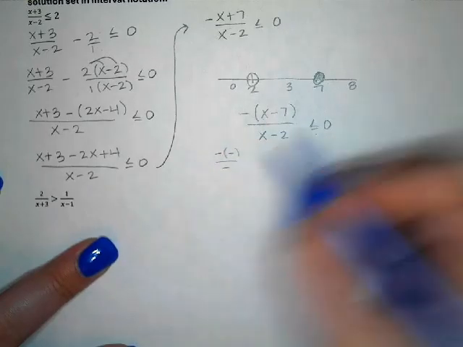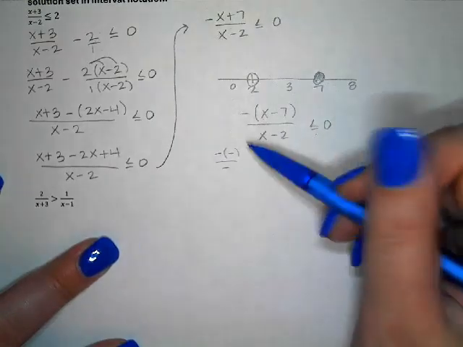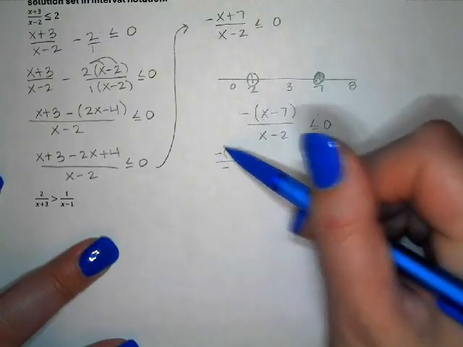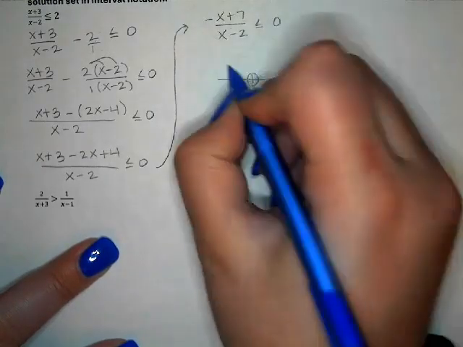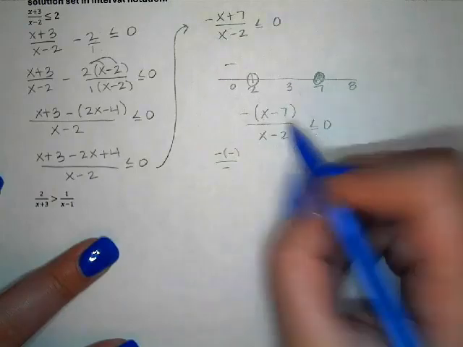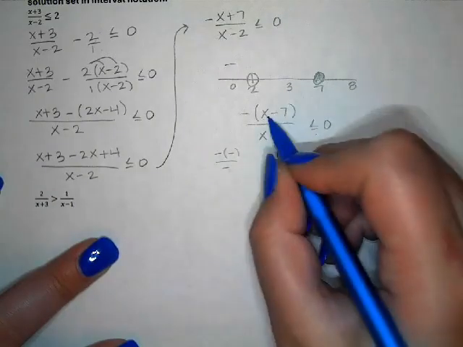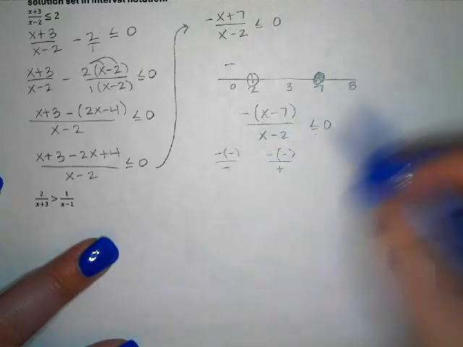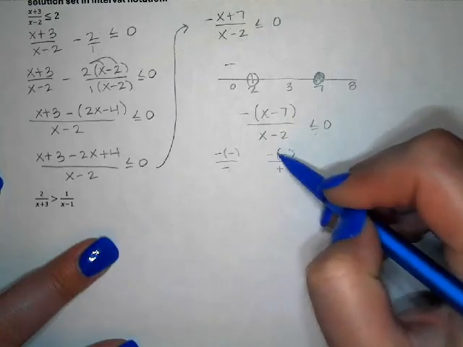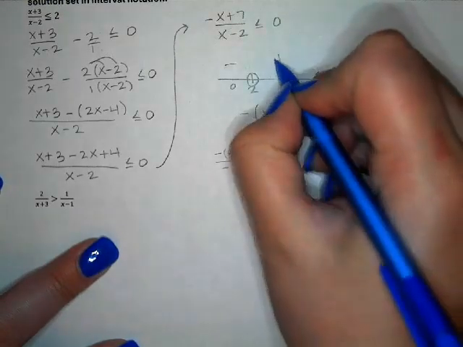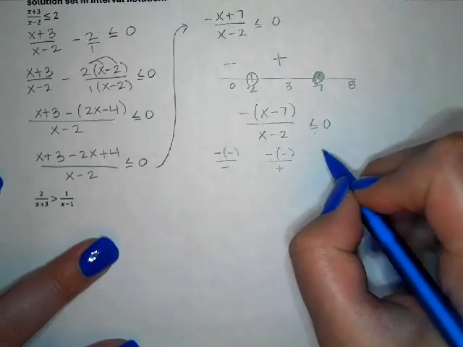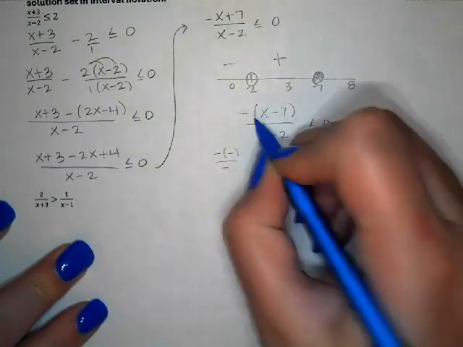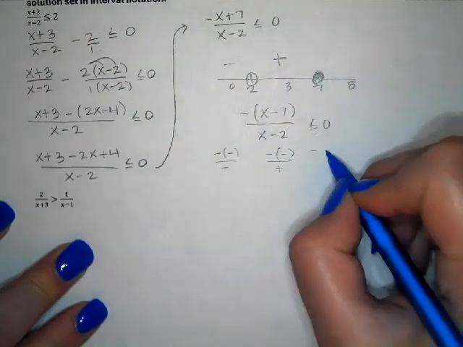All right, for 3, I've got a negative. 3 minus 7 is negative. 3 minus 2 is positive. So I have a positive divided by a positive, which is positive. And then last, I've got a negative sign. 8 minus 7 is positive. 8 minus 2 is positive. So I've got negative divided by positive is negative.